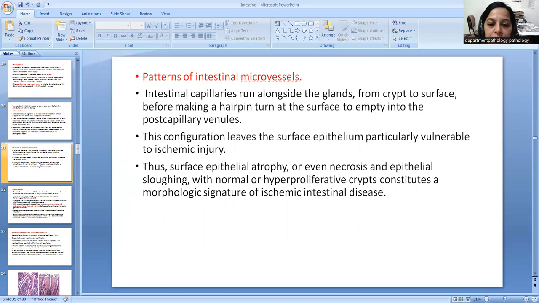The patterns of intestinal microvessels: intestinal capillaries run alongside the glands to the surface, where they make a hairpin turn to empty into the post-capillary venules. This configuration leaves the surface epithelium particularly vulnerable to ischemic injury. The surface epithelial atrophy, or even necrosis and epithelial sloughing with normal or hyperproliferative crypts, constitutes a morphologic signature of ischemic intestinal disease.